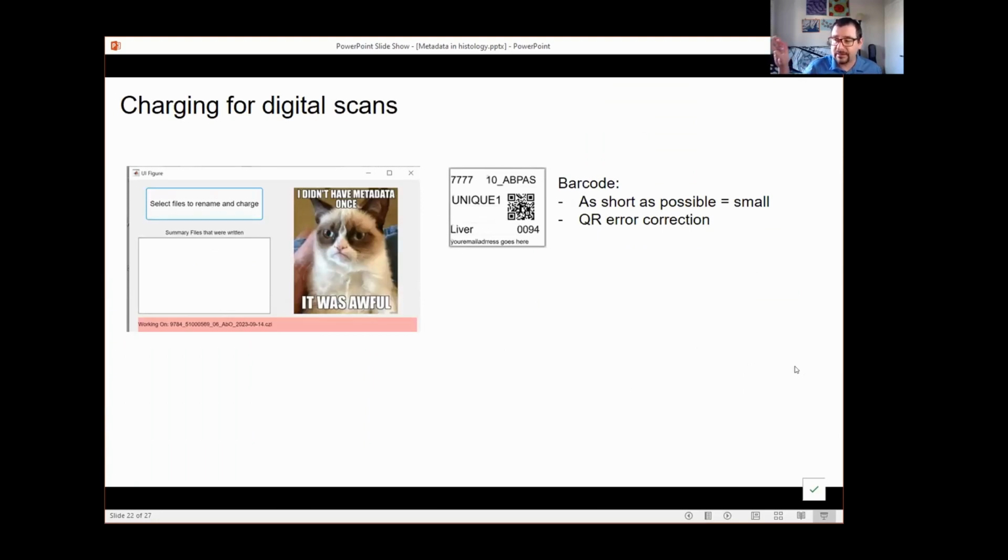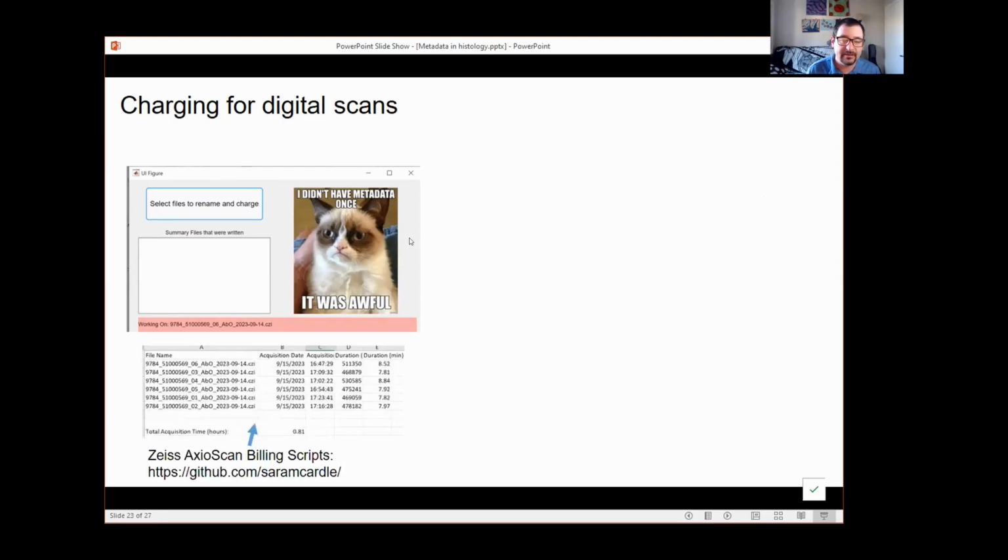Now, after the scans are done, each file name is basically this barcode plus the date of scan. So Sarah wrote this piece of software that is essentially looking within the metadata of Zeiss AxioScan images, and it extracts the duration in milliseconds for how long it took to scan the slide. And that gets summed up, and this is what we're inputting manually into the Infinity for billing.